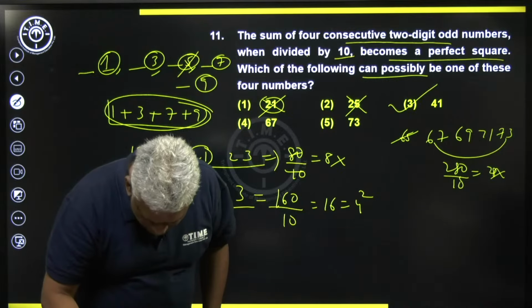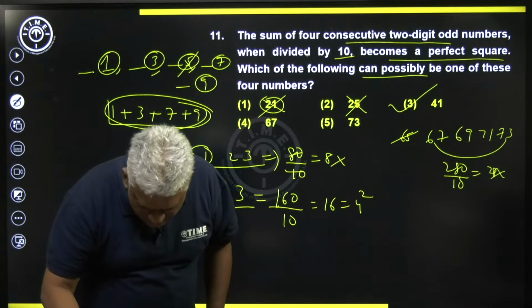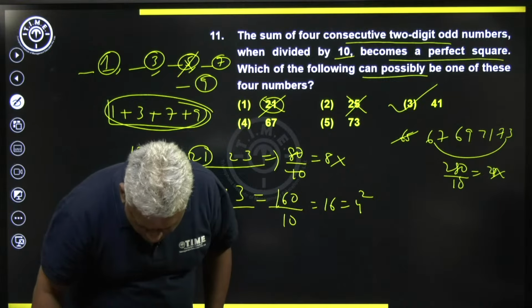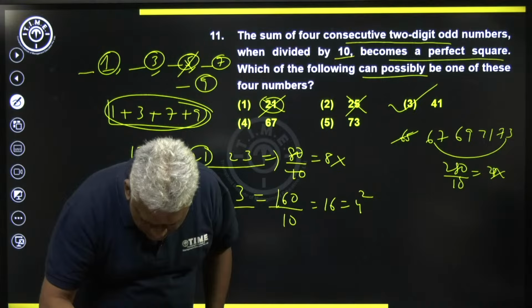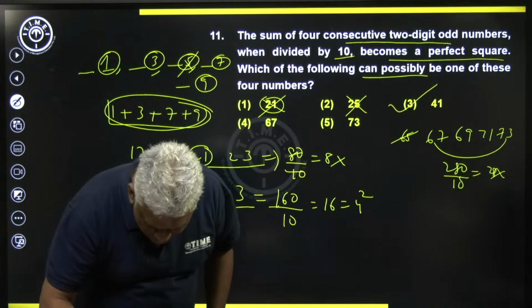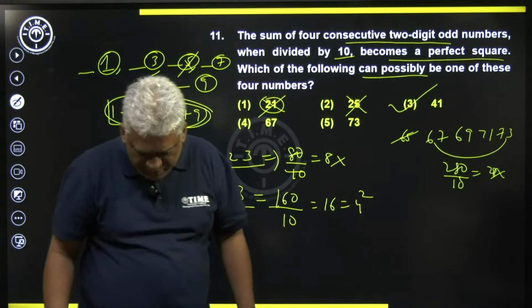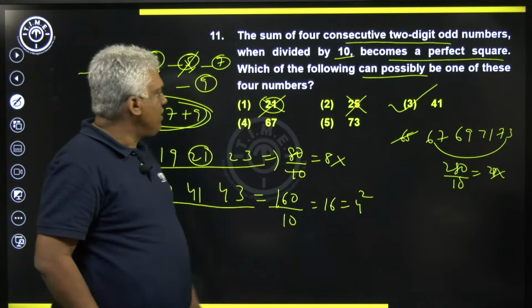I was getting 43. No, 45 can't be. You see, if you add 43, 45, 47, 49, this number will not be divisible by 5. The last digit will be what? The last digit will end at 4, right? Okay, so you do not get 73.